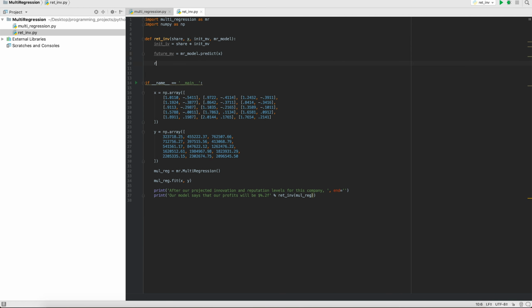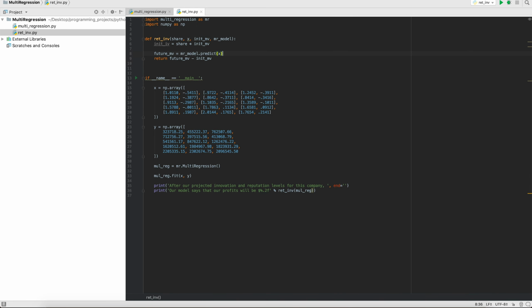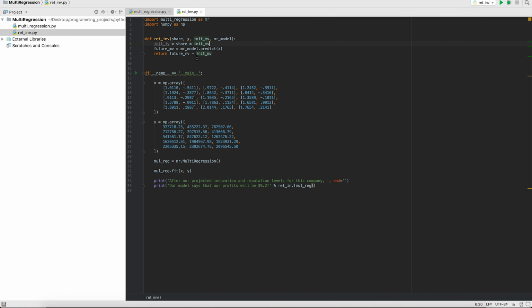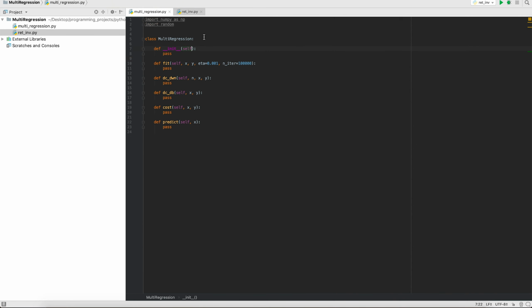So we'll simply return the future market value minus the initial market value, and this should give us what our profits will be, right? So whatever we get at the end minus whatever investment we made in the beginning, this is our total profits. Great, so this is pretty much implemented. Let me go ahead now and move on to the good part, which is the multi-regression.